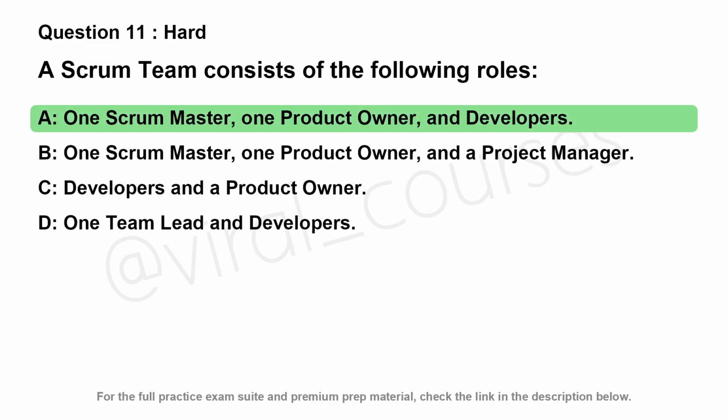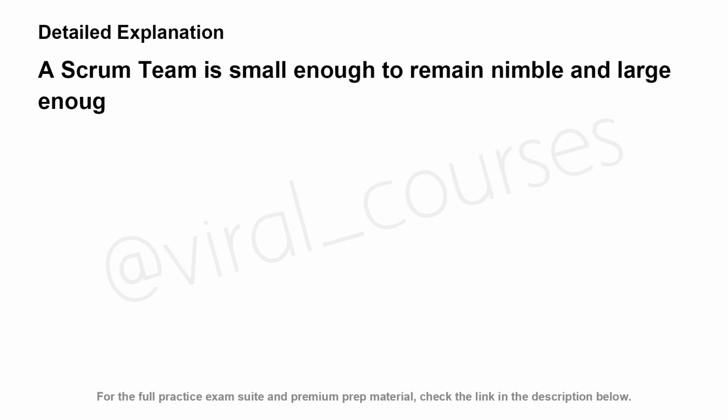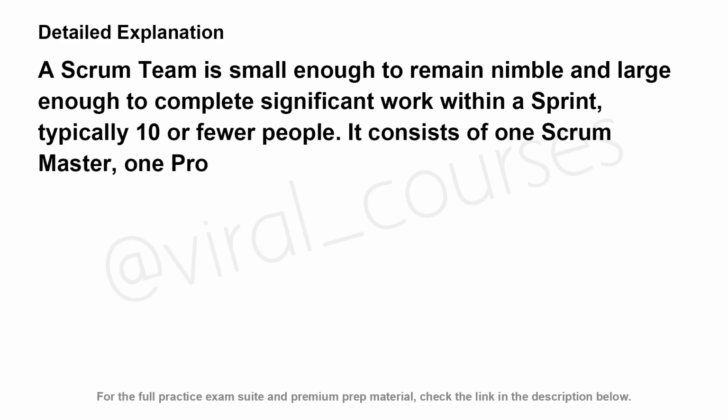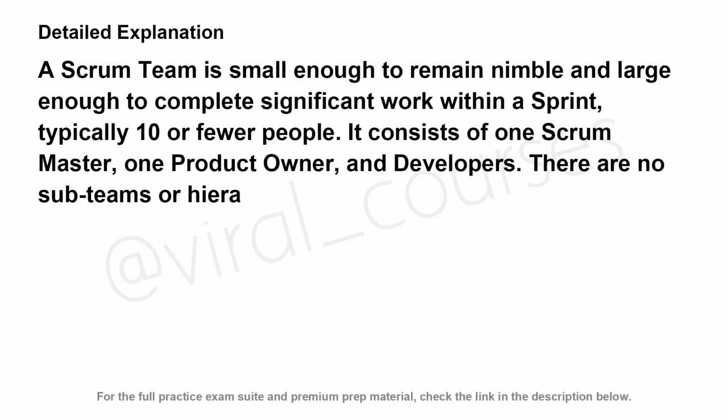The correct answer is A. A Scrum team is small enough to remain nimble and large enough to complete significant work within a sprint, typically 10 or fewer people. It consists of 1 Scrum Master, 1 Product Owner, and developers. There are no sub-teams or hierarchies within the Scrum team.